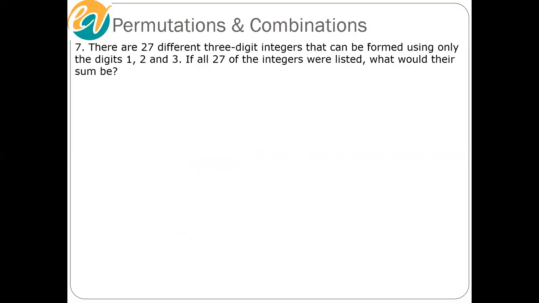This is slightly difficult. I'll give you guys a good 5 minutes for this. Again, this is an official question, by the way. There are 27 different 3-digit integers that can be formed using only the digits 1, 2, and 3. If all of the 27 integers are listed, what would their sum be?